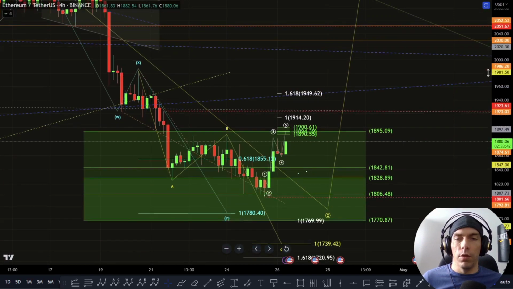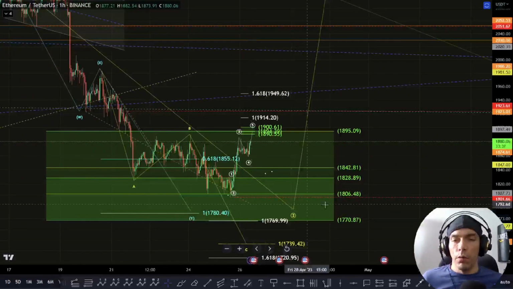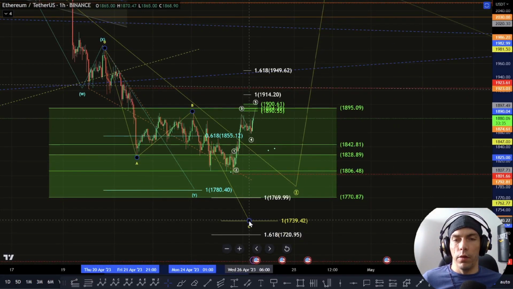What I want to be talking about here is basically, if I come back down here into the 1 hourly, we're talking about that possibility of having a C wave to the downside here.